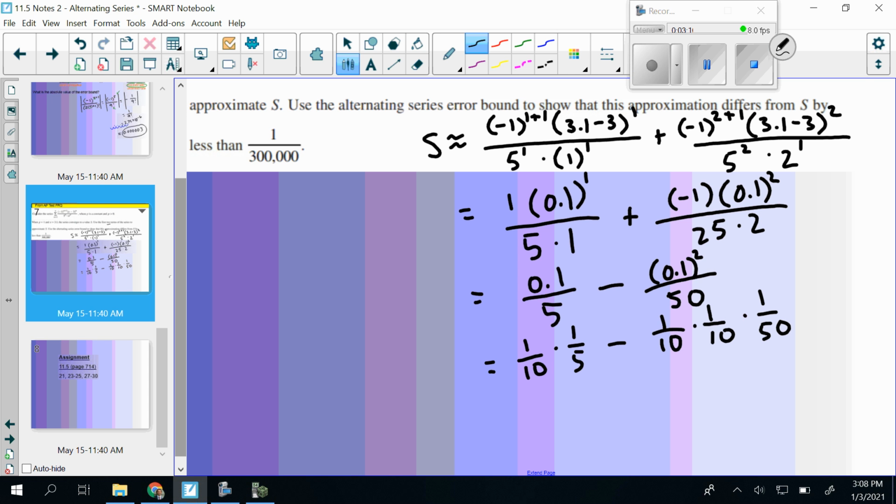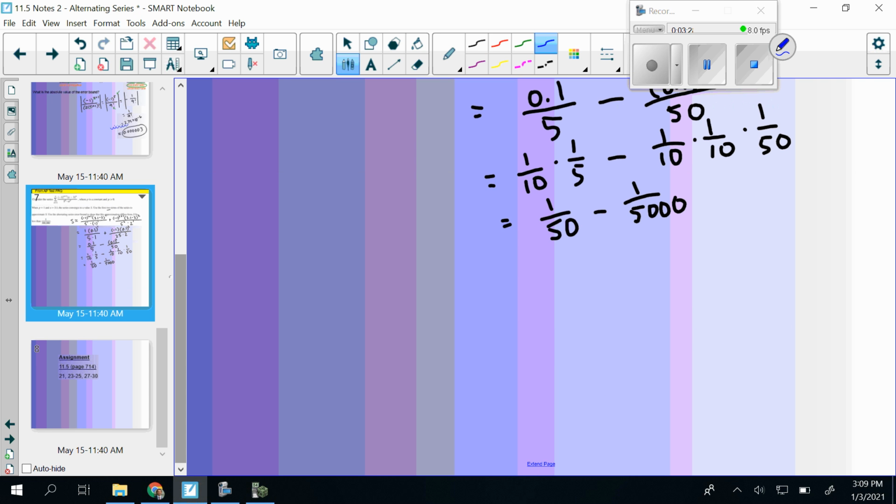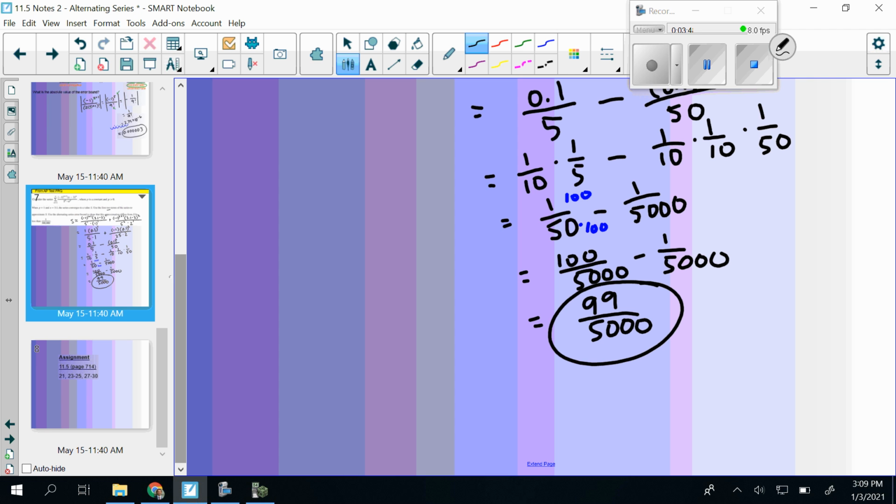So this should simplify here then to 1 over 50 minus, 10 times 10 is 100, 100 times 50 would be 5,000. So to simplify that, we got to get a common denominator. This would have to get multiplied by 100 over 100 to get a common denominator. So we got 100 over 5,000 minus 1 over 5,000. And so our approximation would be 99 over 5,000. So there, that would answer the first part of that.